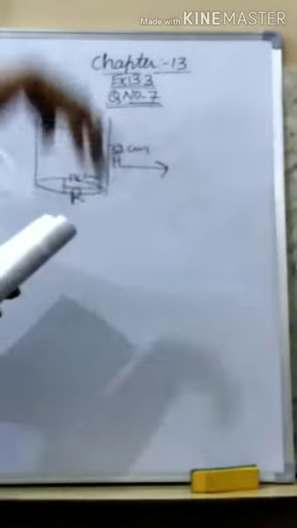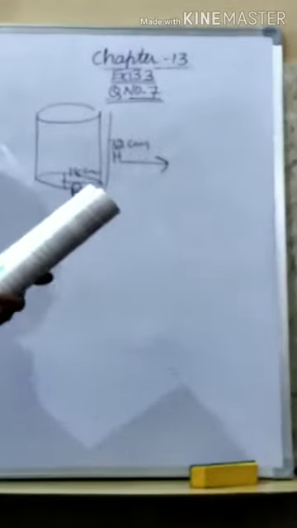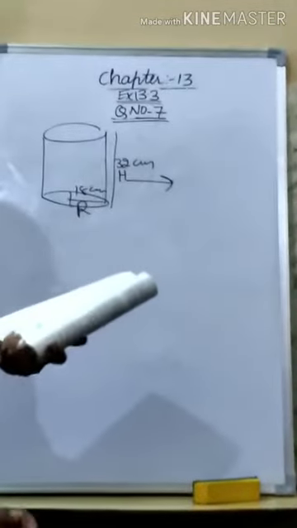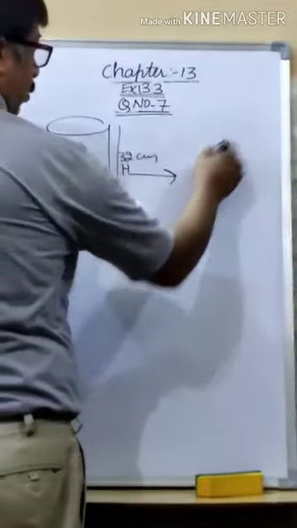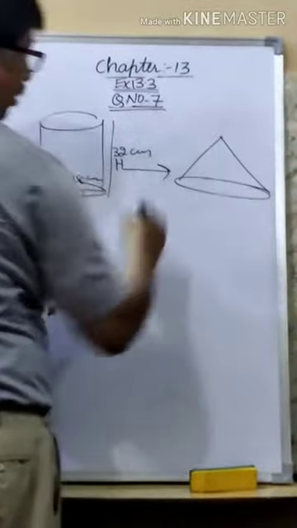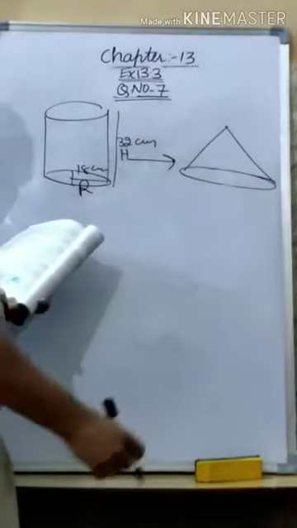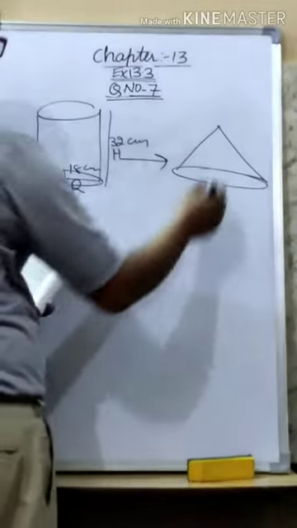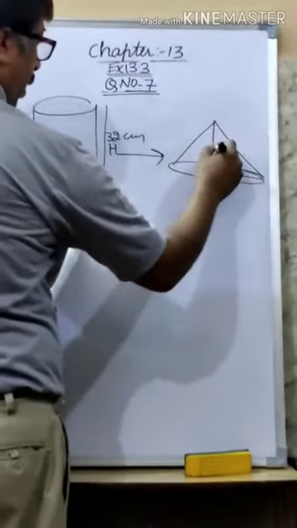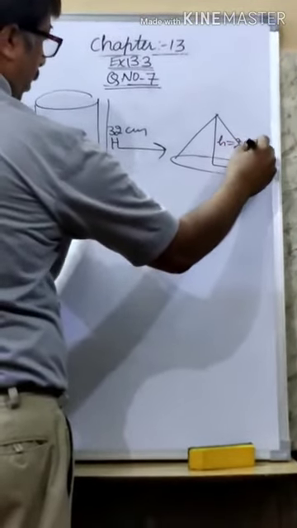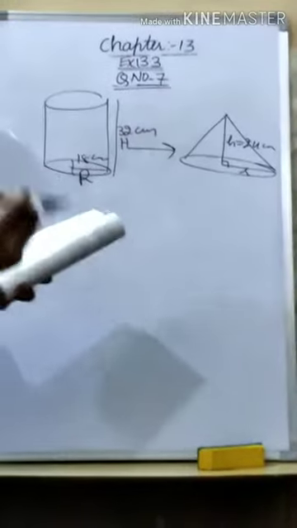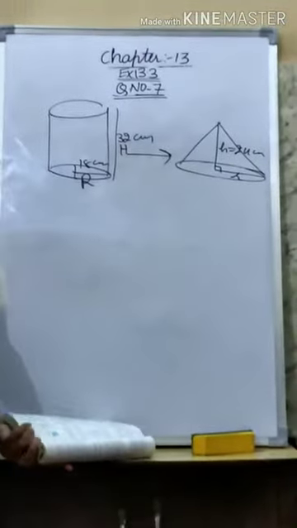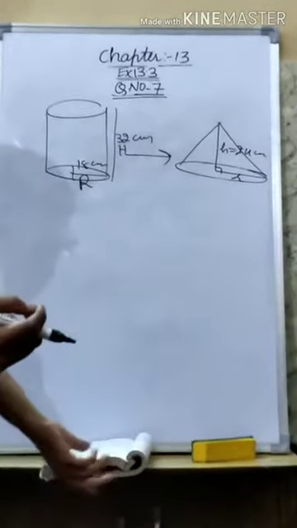When the bucket is emptied on the ground, you will see practically also a conical heap will be formed on the ground. Clear this? And he is saying the height of this conical heap is 24 centimeter. Find the radius and slant height of this conical heap. I think the question is clear.